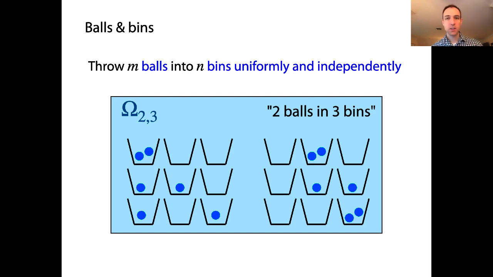But what's clear now is at least we know what the sample space is, right? We know that the sample space is all possible ways of throwing m balls into n bins. And what's visualized here concretely is the case where we have 2 balls and 3 bins. All right, so this is all possible ways of throwing 2 balls into 3 bins. Okay, so we're almost done.